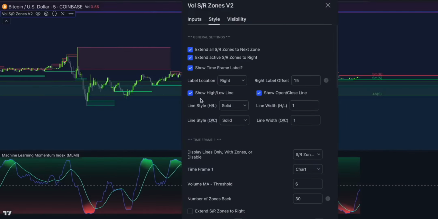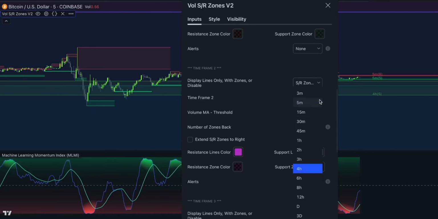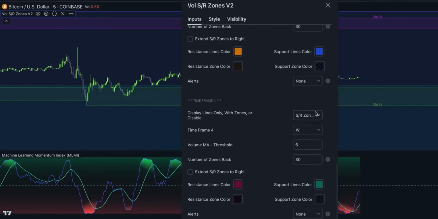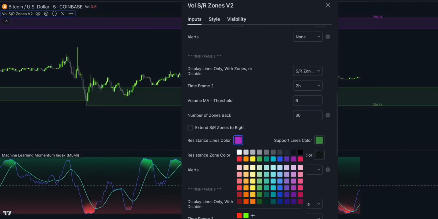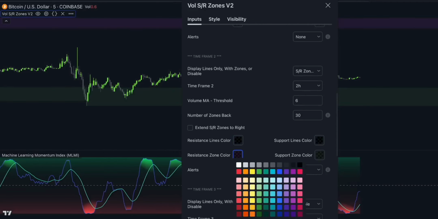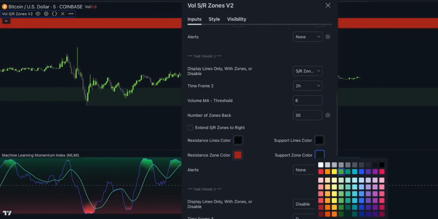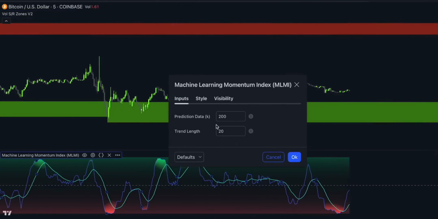For that, you'll need to open the Support and Resistance Indicator's settings and disable all time frames except the 2-hour one. I also like to customize the appearance of these zones. Once you're done configuring the indicator settings, click OK. The Machine Learning Momentum Index indicator settings will remain default. However, you can change these parameters to make the indicator more or less sensitive.